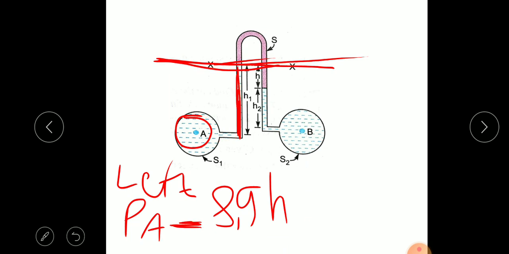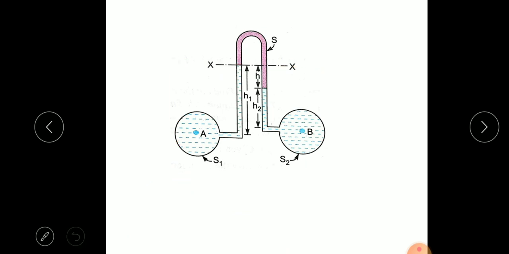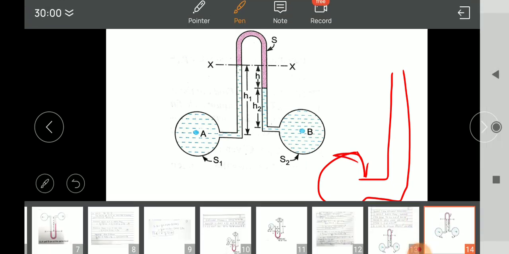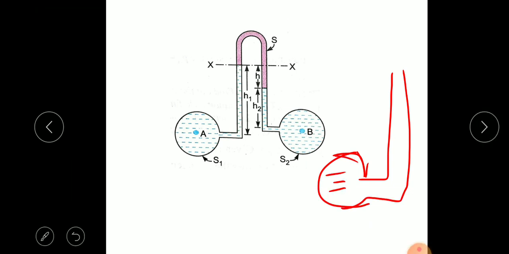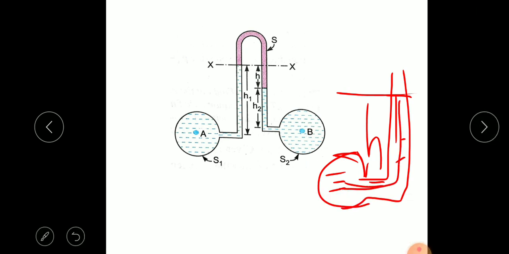We can consider one more example of why this minus sign is used. Suppose we are measuring pressure at this point in a piezometer. Here fluid is there and we are measuring the pressure. This is the height of the fluid in this tube. This tube contains the same fluid, and the fluid will rise up to this height. Suppose we have taken this point as the XX line.